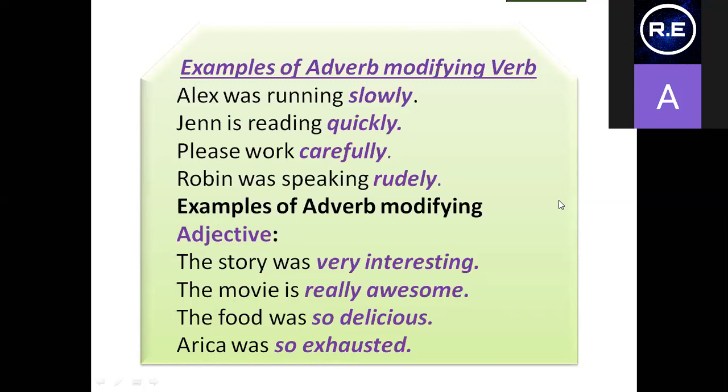If I say the food was so delicious, am I describing the noun? No, I'm not. Here I'm using so, an adverb, to modify an adjective, delicious. I'm describing how delicious it was. I'm making it bigger. It's not just delicious, but it's so delicious. Yes? Okay.